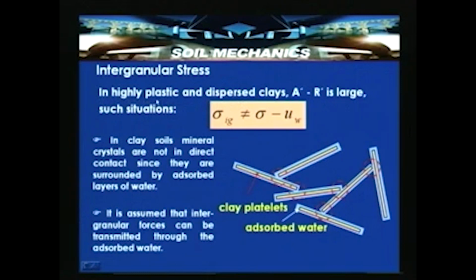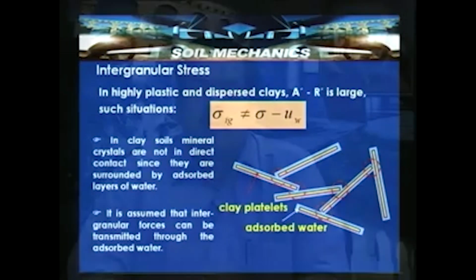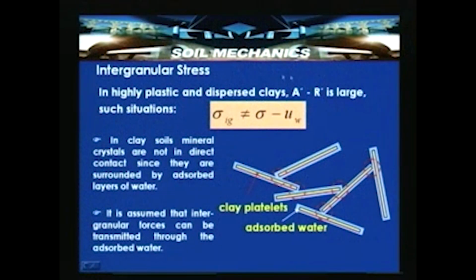Consequently, in case of highly plastic soils and dispersed clays, the A dash and R dash, that is attractive and repulsive processes, are very large. Depending upon the environment under which this deposition is taking place, A dash minus R dash can be very large. In such situations, we cannot say that intergranular stress is equal to sigma minus Uw, because the contribution of A dash minus R dash will be there.